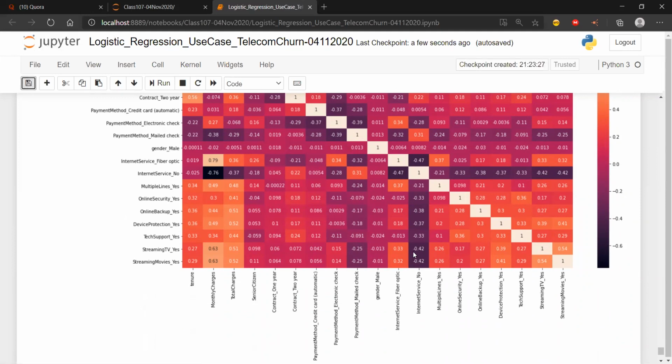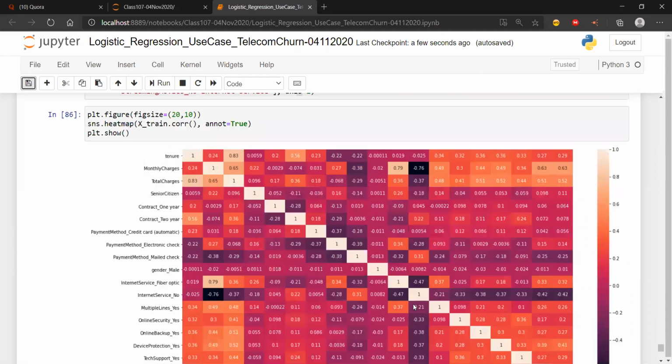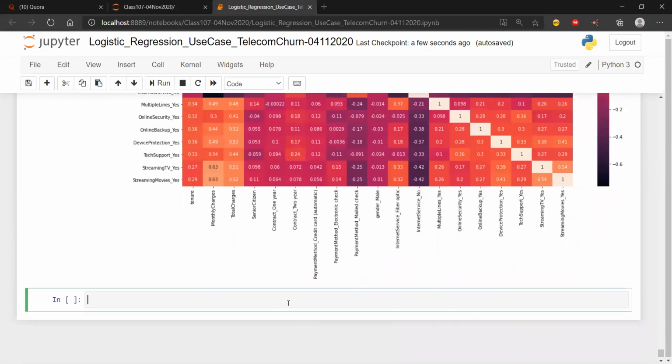It has a multicollinearity problem, but it seems to be a very important column because internet service is one of the primary things which we use in our phones, right? If I drop this column, I might lose some business value. Let's not drop that column. Any suggestions from your side? Should we drop that or should we keep it?